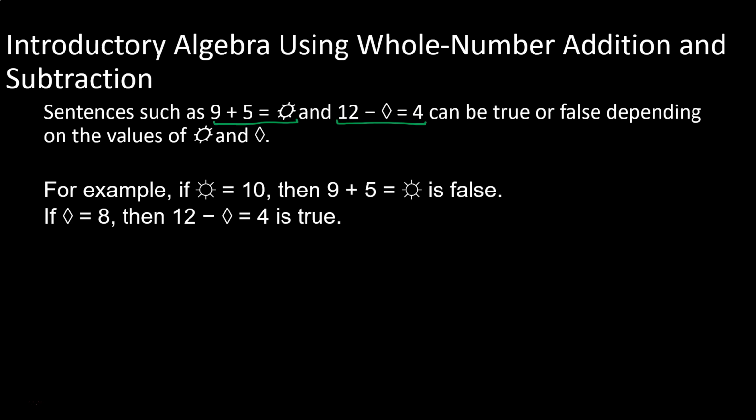And then we can step it up by letting each of these values take on some numerical value. So if we let sunshine be equal to 10, then we can see that number sentence 9 plus 5 equals sunshine is false. And if we let diamond equal 8, then we could see that the number sentence 12 minus diamond is equal to 4, which is true. So we can evaluate each of these sentences and determine if they're true or false.